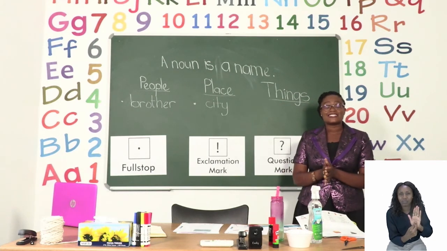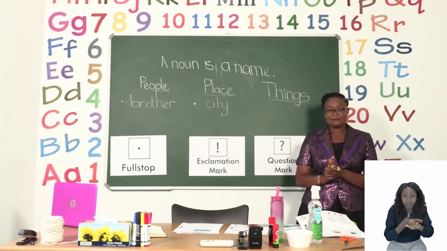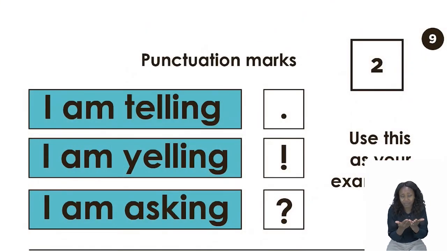Let's now take a look at the examples that we have in our booklets. On page 9, it is saying, I am telling. So that means that when we use the full stop, we are telling someone. Then we also have, I am yelling, which means that there is something strong being used as a way of bringing attention. Then we have, I am asking, like what we saw there.